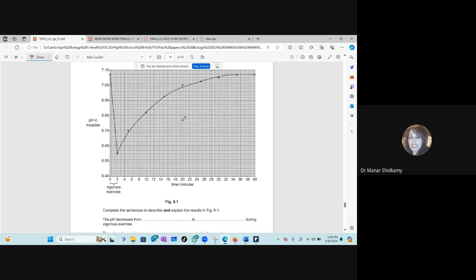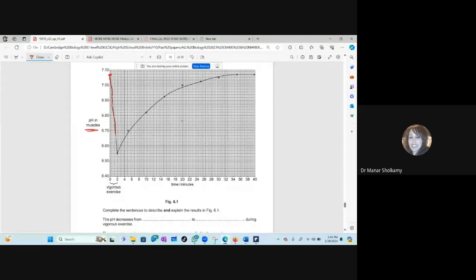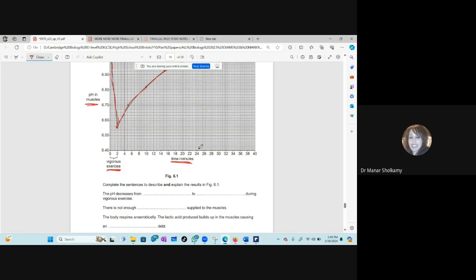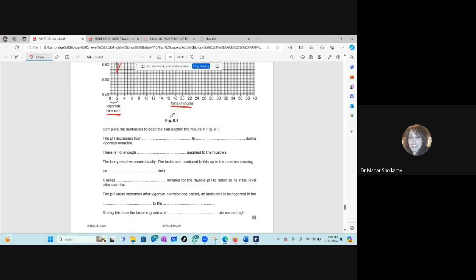Okay, a graph again. Scientists monitored the changes in the pH of muscles before, during, and after 2 minutes of vigorous exercise. The change in pH is caused by the production of lactic acid. Okay, very good. Again, all this is supplemental. So the pH in the muscles was here, and then the pH decreased during the vigorous exercise, and then the pH went back to normal with time. Complete the sentences to describe and explain the results.